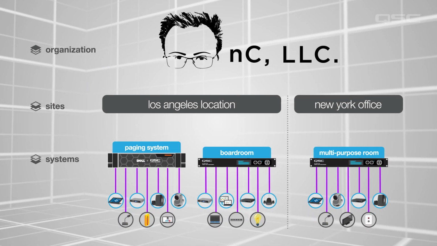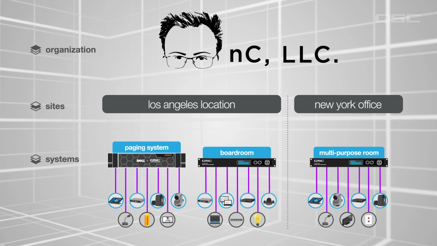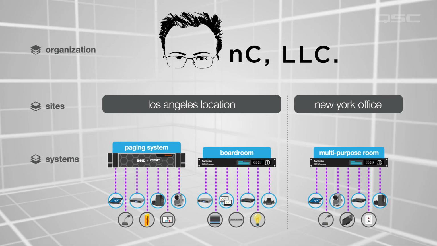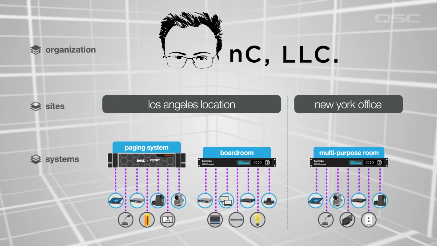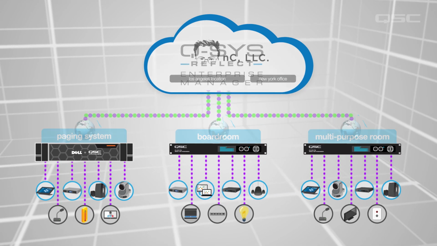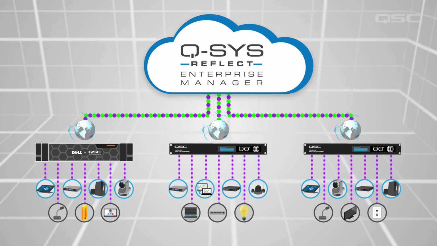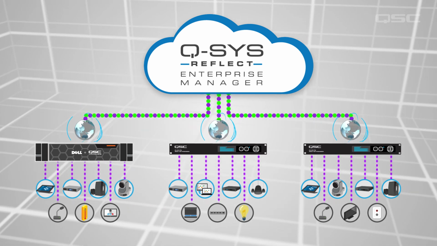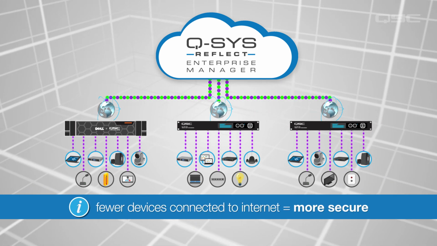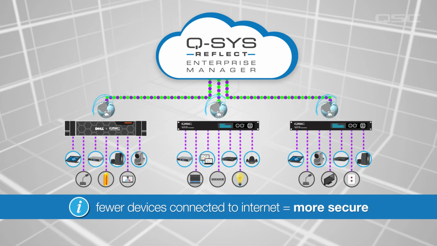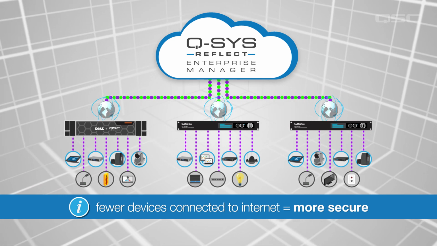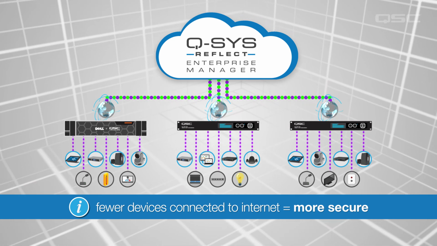Every core already automatically acts as a system-level aggregator for data from its own peripherals. This means that when it comes to connecting all of this to the Reflect Cloud, the only device that requires an internet connection is the Q-SYS core. There are no extraneous links between your individual peripheral devices and the cloud. This is great because fewer device connections to the internet means increased system security for your installation. We'll talk about how to connect your Q-SYS core to the Reflect Cloud later in this course.